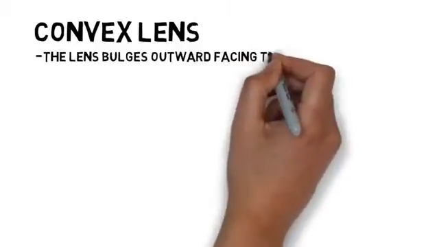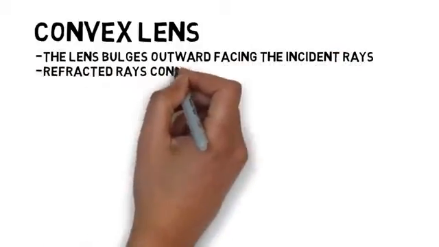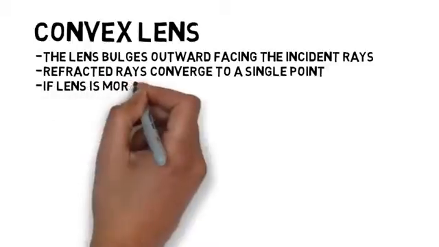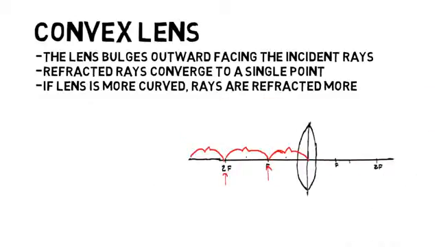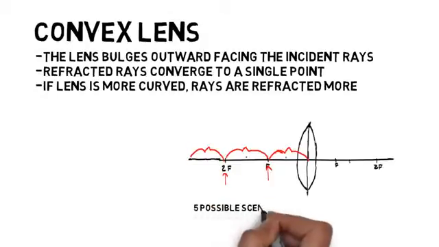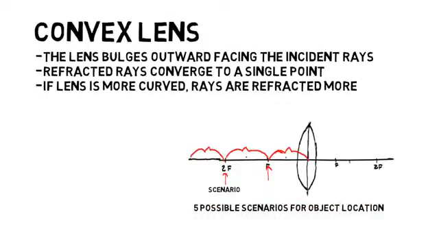Some key points about convex lenses include that the lens bulges outward facing the incident rays, refracted rays converge to a single point, and if lenses are more curved, the rays are more refracted. It is crucial to note that the image characteristics of a convex lens, such as orientation, location, magnification, and type, vary depending on an object's distance from the lens. Here's a diagram showing the 5 possible positions of an object that light bounces off of. Each yields its own image type, and we will learn 3 of these scenarios.